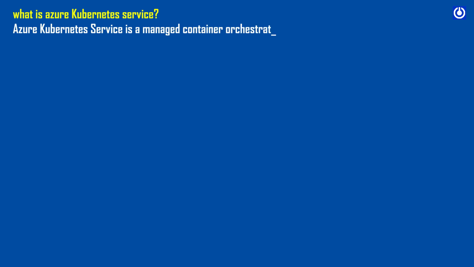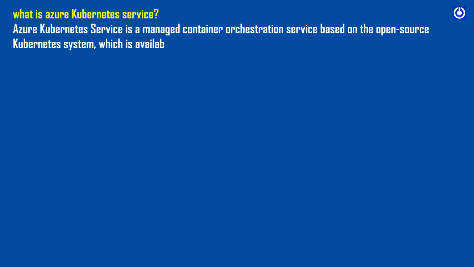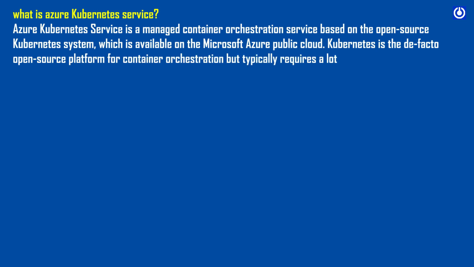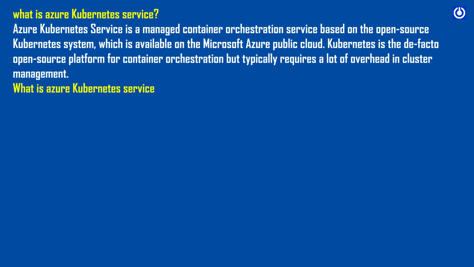What is Azure Kubernetes Service? Azure Kubernetes Service is a managed container orchestration service based on the open-source Kubernetes system, which is available on the Microsoft Azure public cloud. Kubernetes is the de facto open-source platform for container orchestration, but typically requires a lot of overhead in cluster management. What is Azure Kubernetes Service used for?